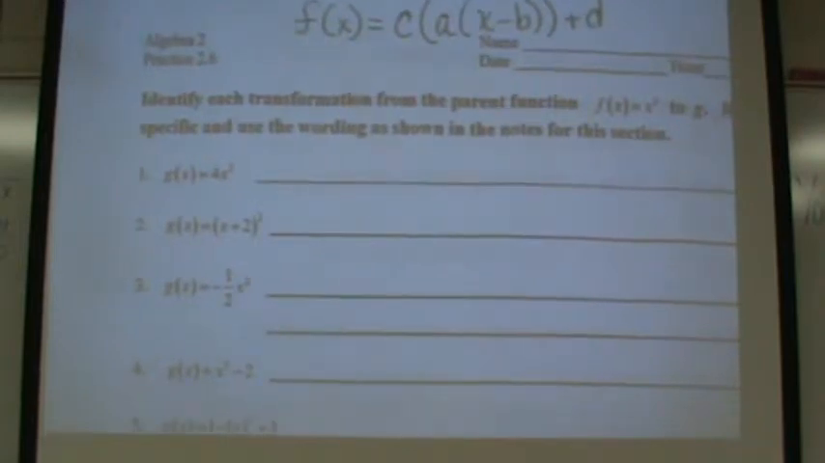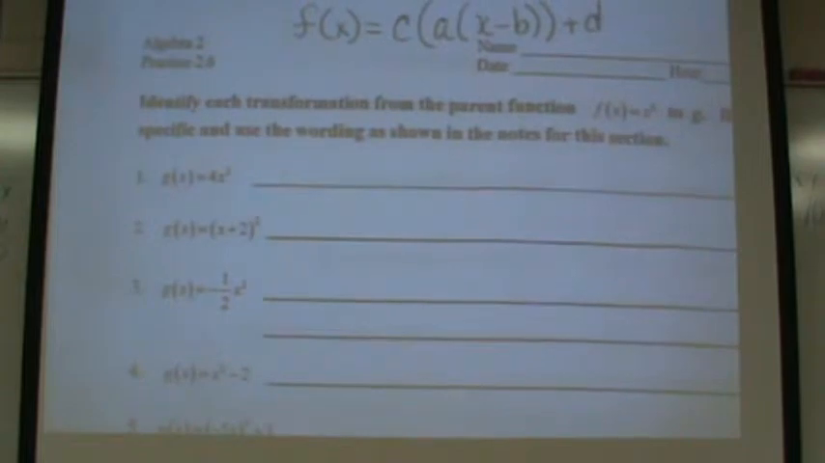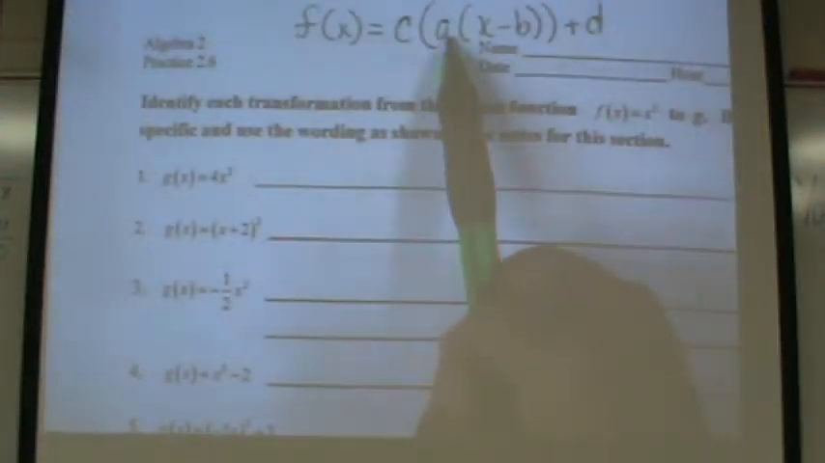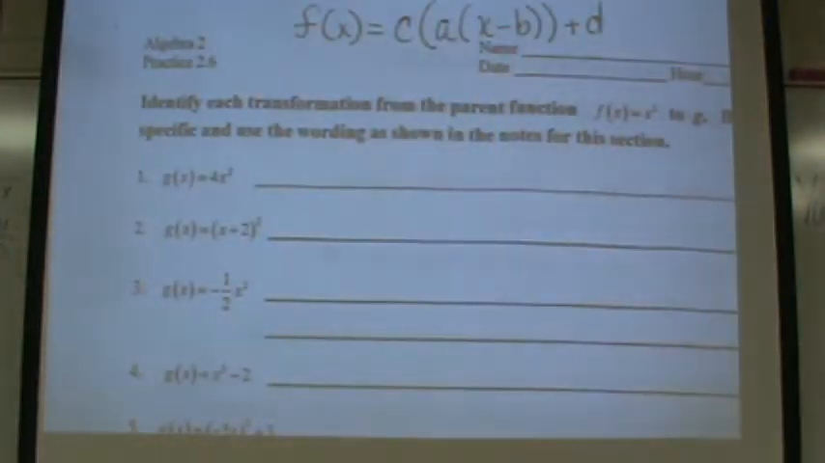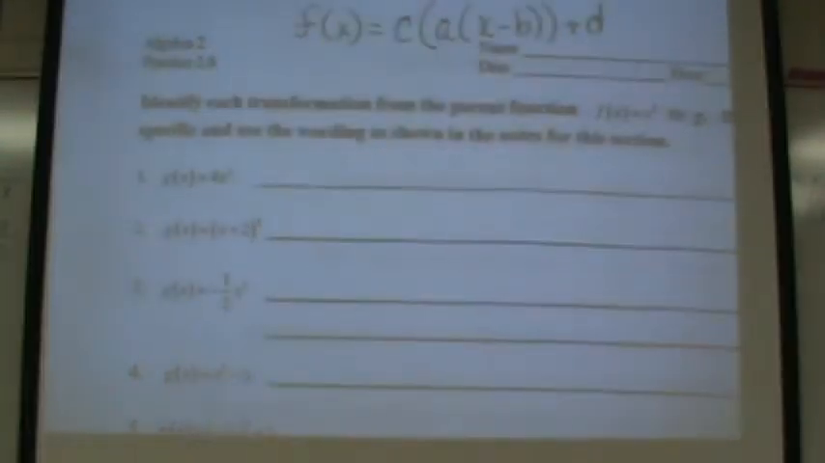Not all of them have an A value. Not all of them have a C value. Not all of them have a B value or a D value. But you have to be able to tell what they are in order to say if it's a stretch, compression, shift left, right, up, down. Do you understand the difference between A and C? Do you know where an A is and where a C is?